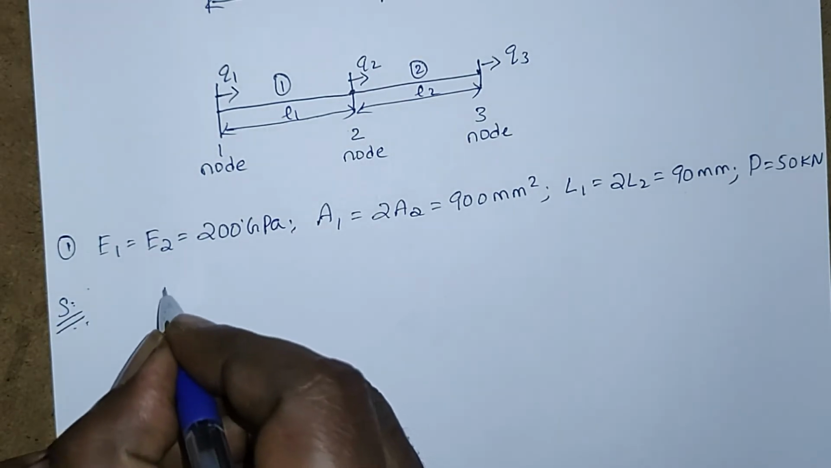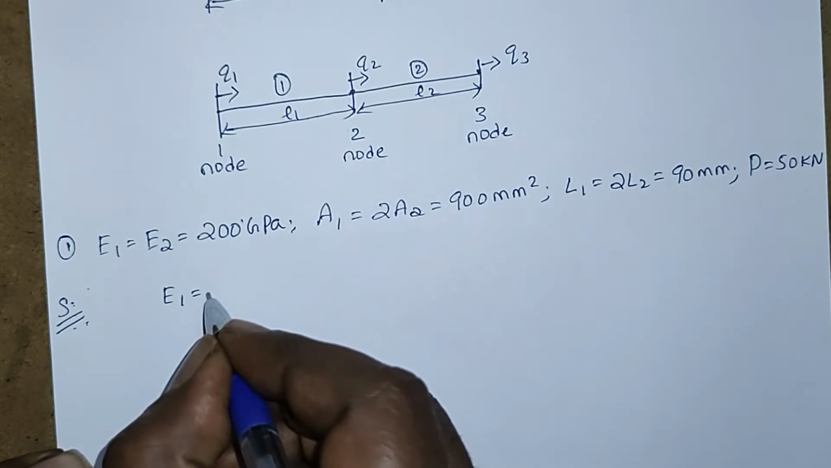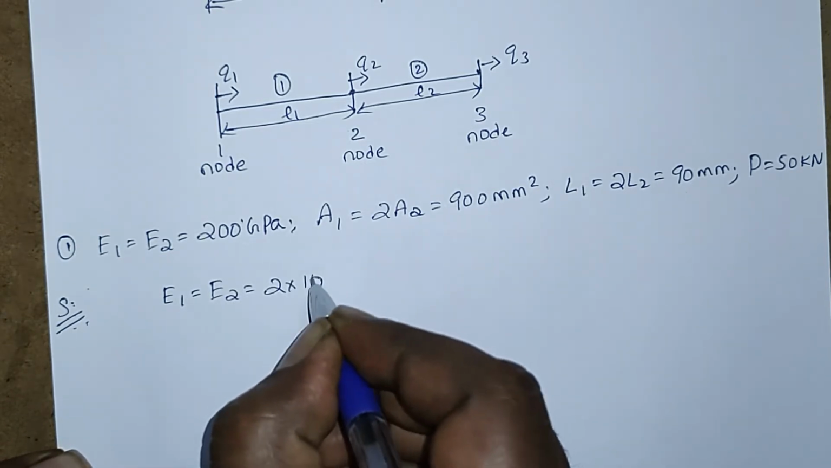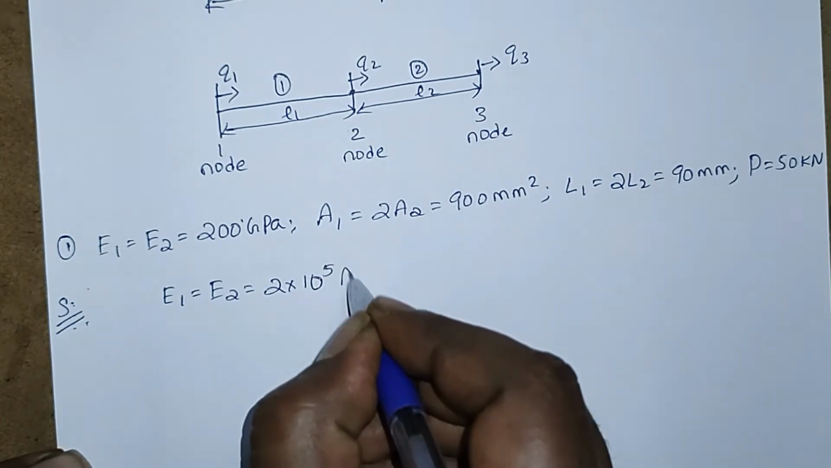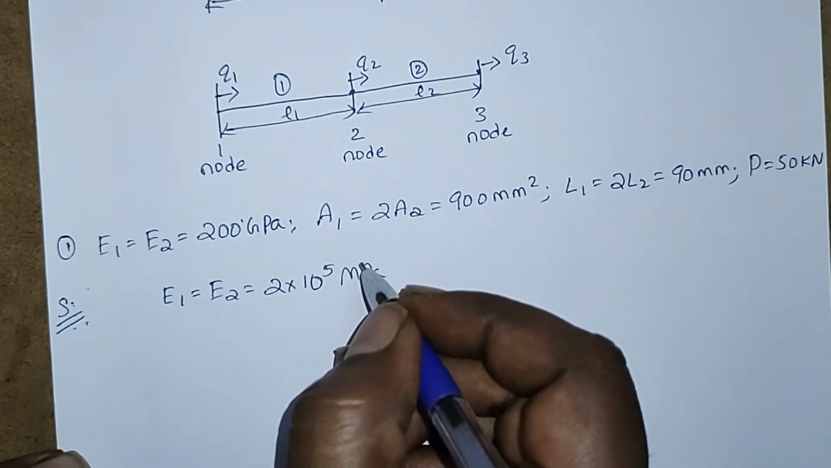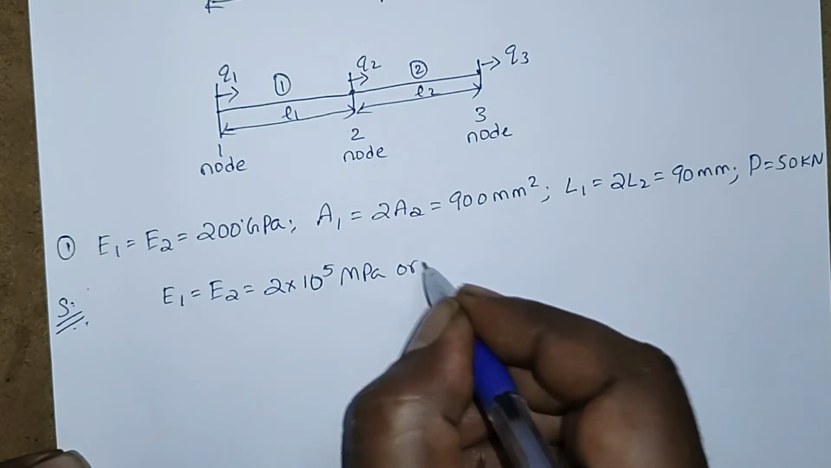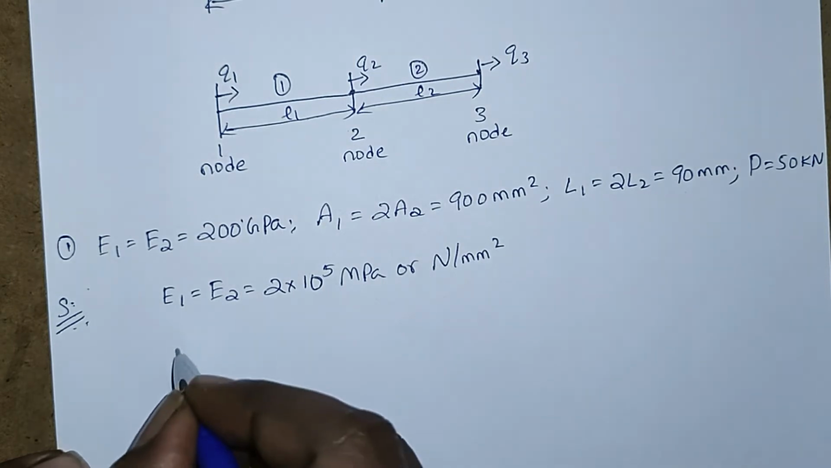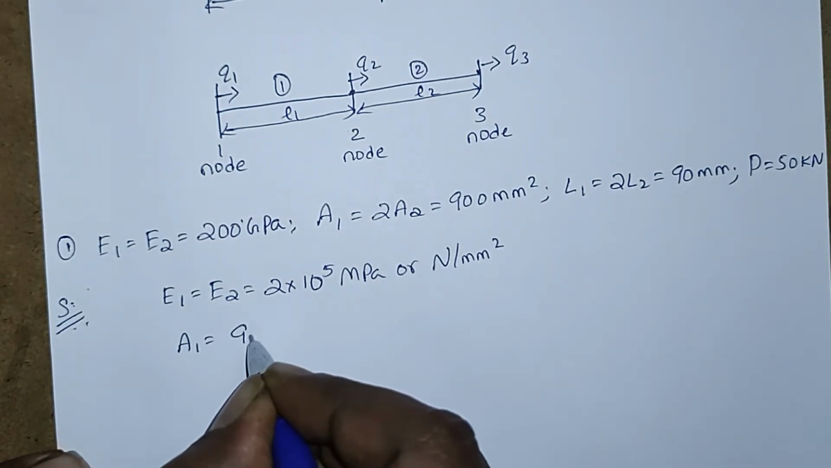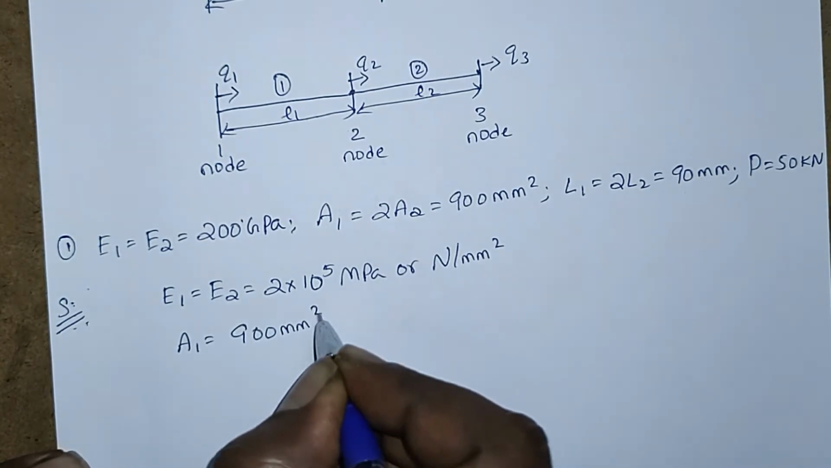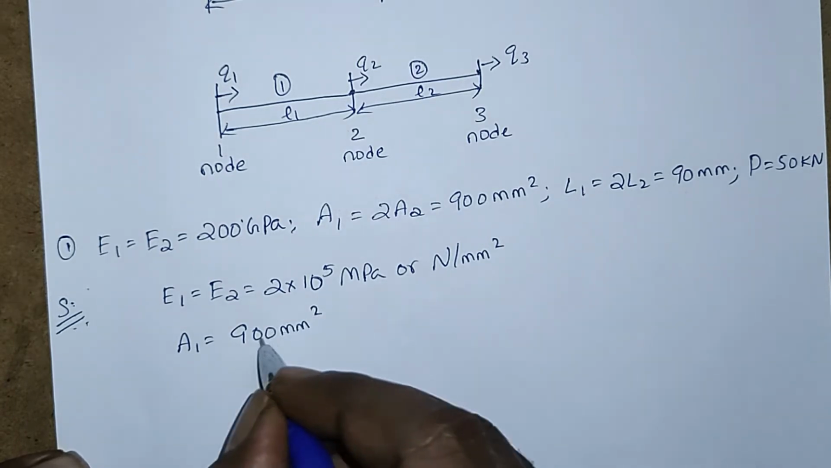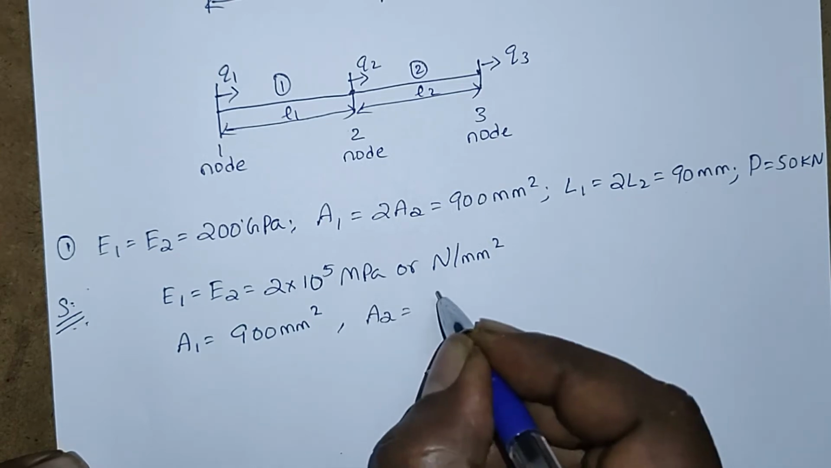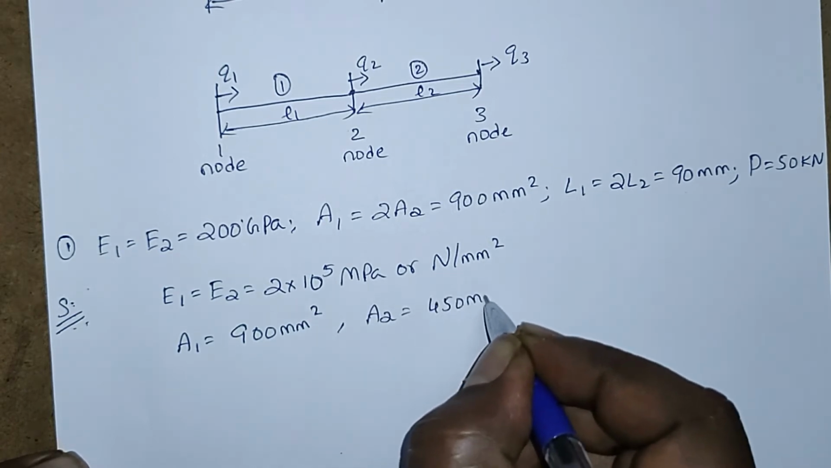Okay, therefore E1 is equal to E2 is equal to 2 into 10 to the power 5 megapascals, or we can write it as Newton per mm square. And area 1 is equal to 900 mm square, and area 1 is equal to 900 means what about area 2? It is 450 mm square.